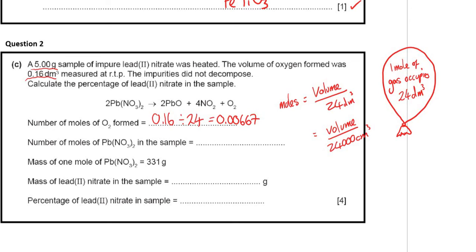So now we've got to relate that to the moles of lead nitrate. This is where your balanced symbol equation is going to help you. So we know that 2 moles of lead nitrate make 1 mole of oxygen. So we've worked out the moles of oxygen, so all we've got to do is multiply that by 2. That should still be in your calculator. So multiply that by 2 and you should get 0.0133.